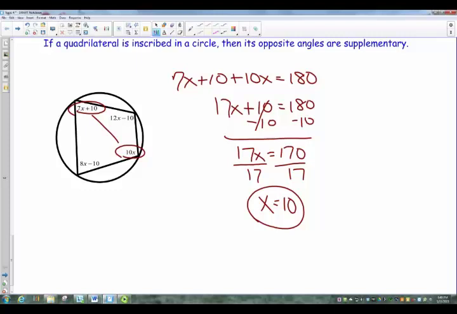Okay, so if I take 10 and substitute it there, that angle is 100 degrees, which means because it's supplementary, this one should be 80 degrees, which it is. Then I take my 10 and substitute it right back in there. 12 times 10 is 120. Minus 10 is 110, which means the one opposite it should be 70. And now I've got all of my 4 angles, and you're done.